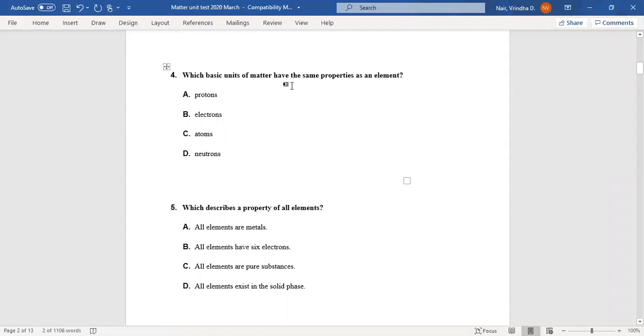Which basic unit of matter has the same properties as its elements? Is it protons, electrons, atoms, or neutrons?